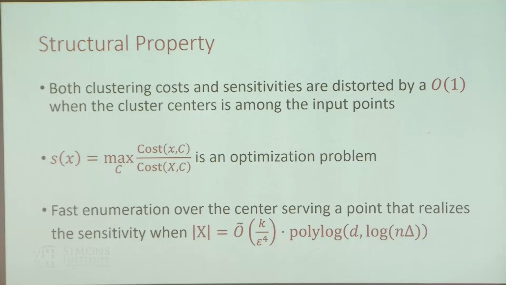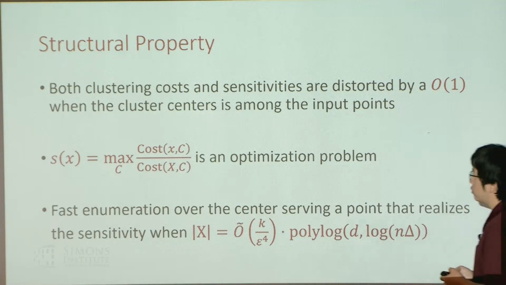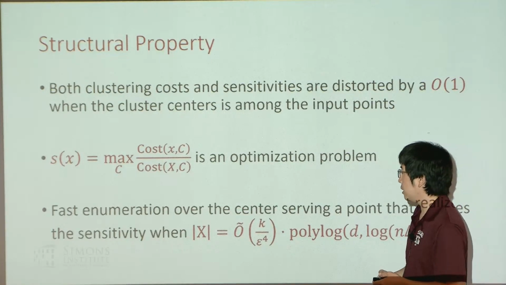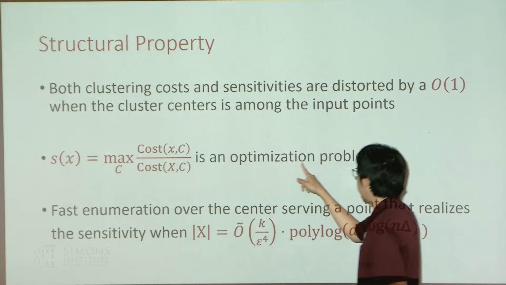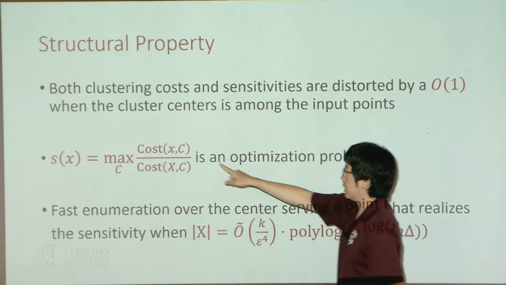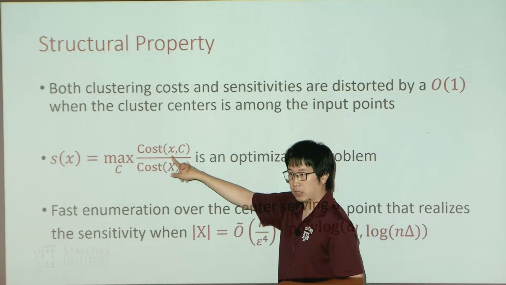We show a number of structural properties. First, we show that clustering costs and importances of points are only disturbed by a constant factor when we constrain the centers of the clusters to be points of the input set. This is known as the k-supplier problem or k-medoids. And once we choose a center for each point, looking at the sensitivity or the importance of a point is an optimization problem. Once we fix a center C that serves this point, then we just want to minimize the clustering cost.